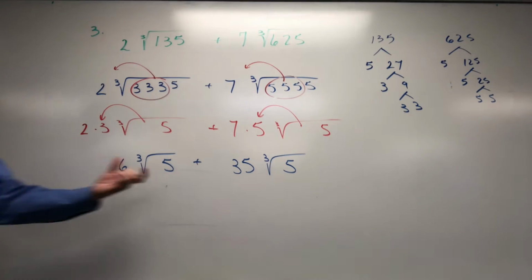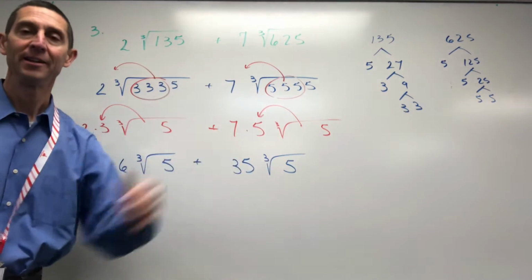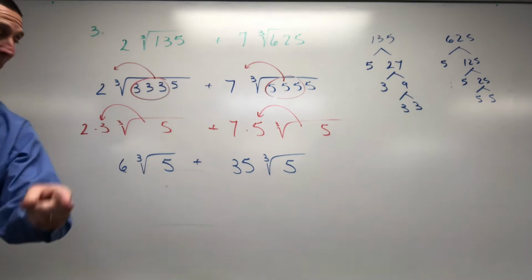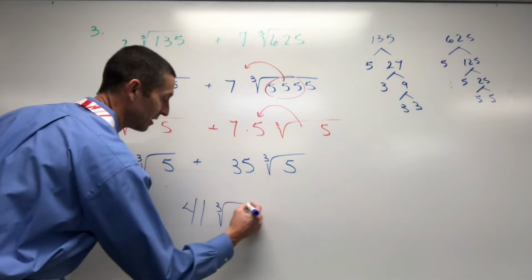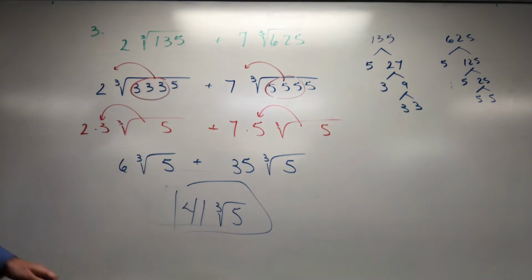And again, like terms. Cube root of 5, cube root of 5. Now they're like terms. Now you can add and subtract them. That's our job today. 6 of them, 35 of them, 41 cube roots of 5. You're like, yes sir, go Pioneers.